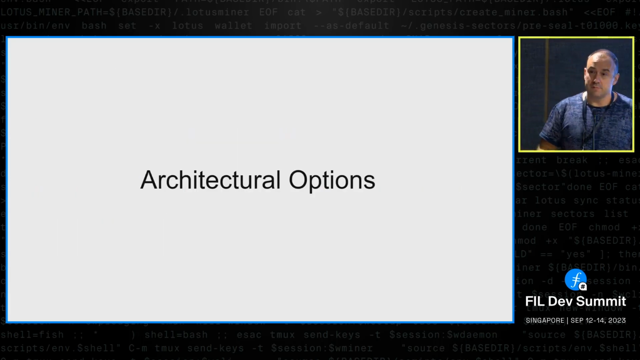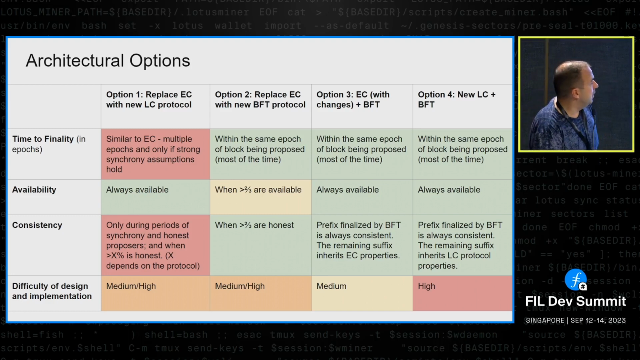Once we started solving this problem in Consensus Lab, we wanted to see what our options were. And we roughly separated these 4 options. Basically, to replace expected consensus by another longest chain protocol, or to replace it with a BFT protocol, where BFT stands for strong consistency, a protocol that favors consistency over availability in some cases. When it needs to stop during an adversarial attack, it would stop progressing, but it would always be consistent.